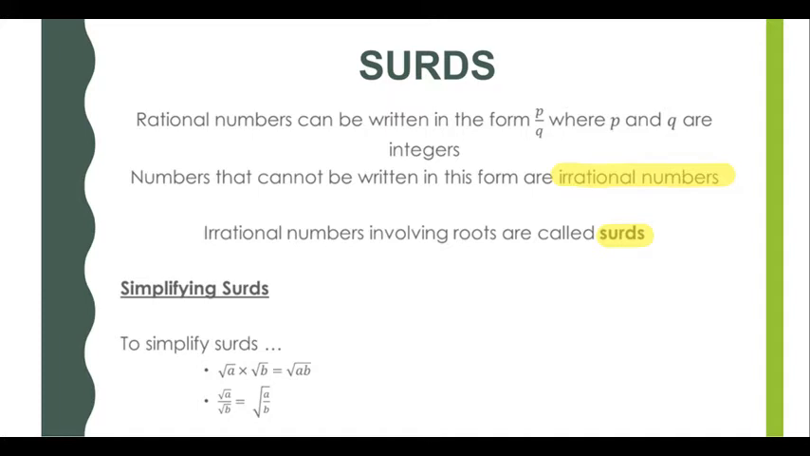Firstly, when we multiply a root by a root, we can write this as the root of those two numbers multiplied together. And secondly, when we divide a root by another root, we can write that as the root of the first number divided by the second number.